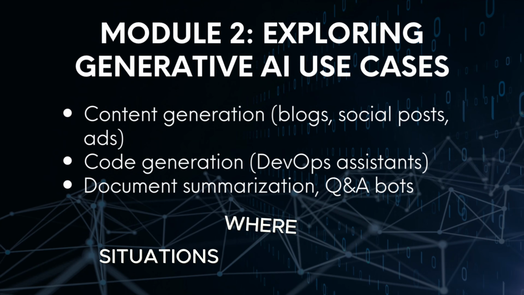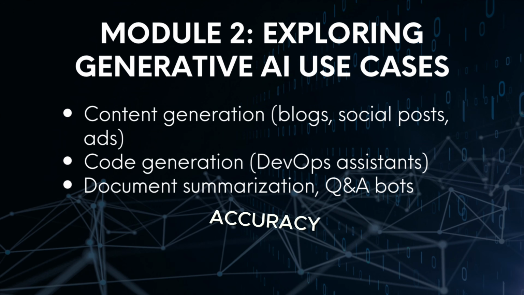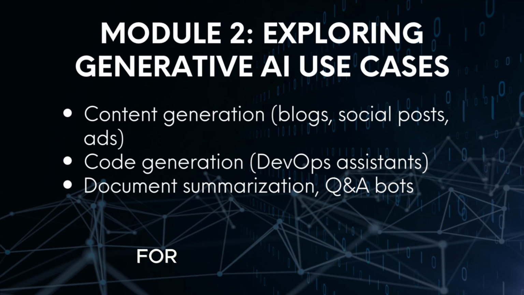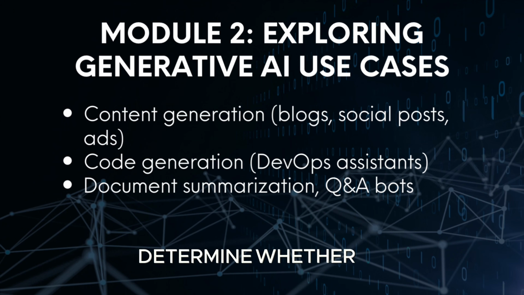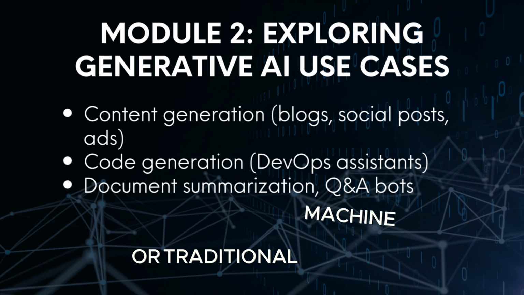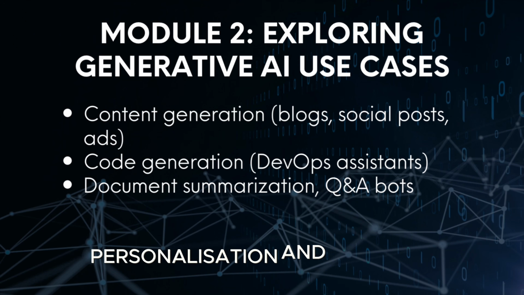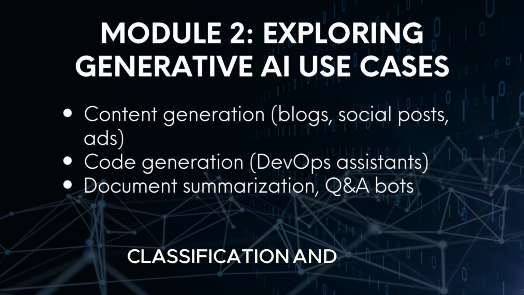But there are situations where generative AI is not an appropriate solution, and these include situations with high accuracy and reliability requirements, ill-defined or constantly changing problems, insufficient data quality, the need for explainability and transparency, cost-benefit considerations, and ethical concerns. Your project-specific needs determine whether to use generative AI or traditional machine learning. Generative AI excels in content creation, personalization, and handling unstructured data, whereas traditional machine learning is better suited for predictive modeling, classification, and data analysis.